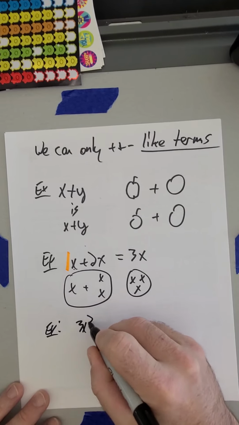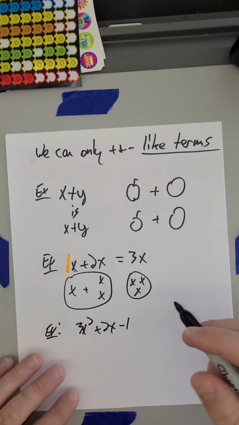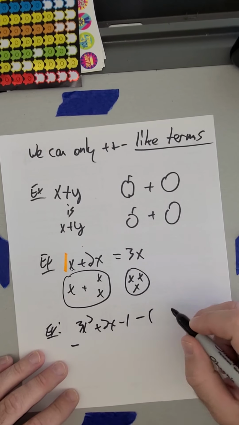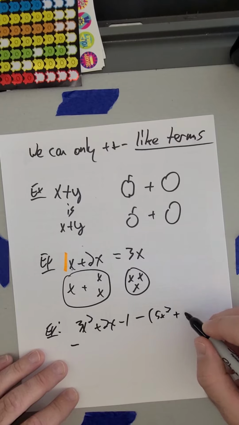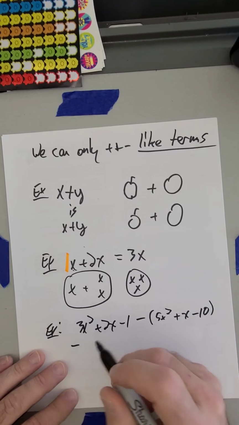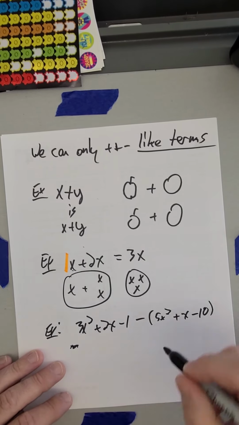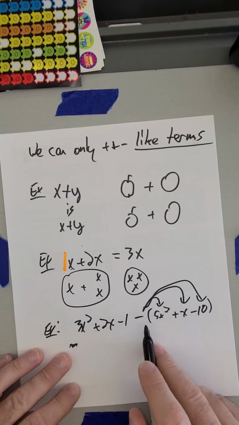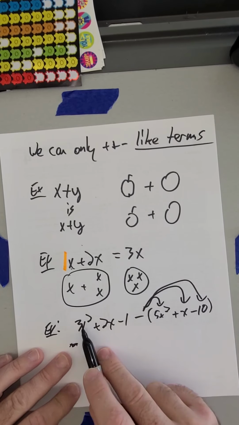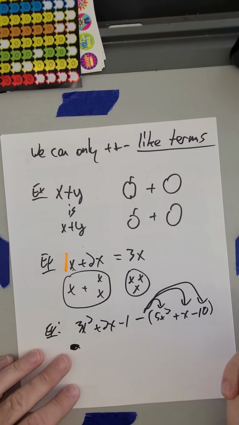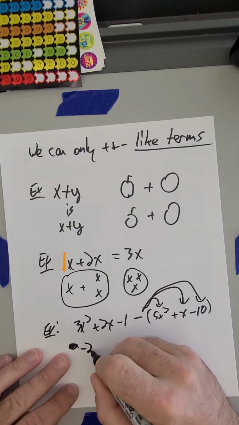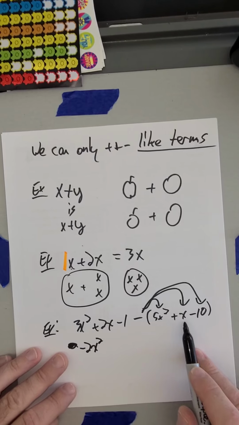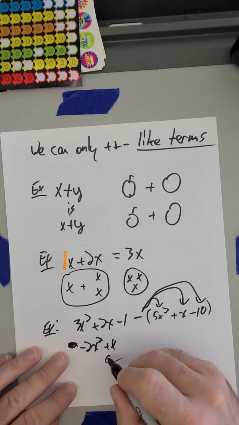Let's say we've got 3x squared plus 2x minus 1, and we are subtracting 5x squared plus x minus 10. So we are subtracting each of these things. We're distributing that. So it's 3x squared minus 5x squared. If you have 3 and you take away 5 of them, you've got -2 of them. 2 x's and you take away an x, that leaves you with just an x.